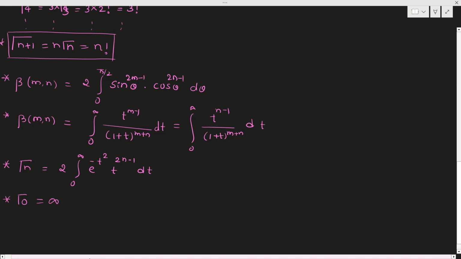We are not going to use this because we have defined the beta and gamma functions for positive values, that is n greater than 0. Still I felt you should know this, that's why, this is a standard property, gamma of 0 is equal to infinity.